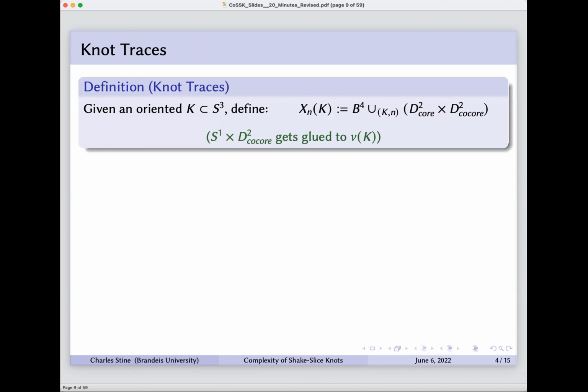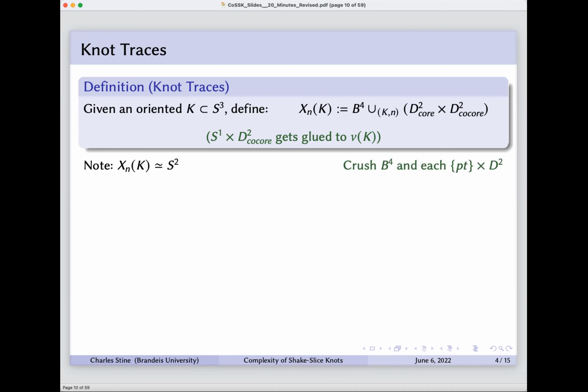So I'm going to work with a very simple class of four manifolds today called knot traces. These are four manifolds associated to a pair consisting of a knot in the 3-sphere and an integer n. The manifold X_n(K), the knot trace, is obtained by taking the 4-ball and attaching an index 2 4-dimensional handle, which is parameterized here as D2 cross D2 with one disk called the core and the other the co-core. And we attach this handle by gluing the boundary of the core times the co-core to a neighborhood of K according to the framing data n.